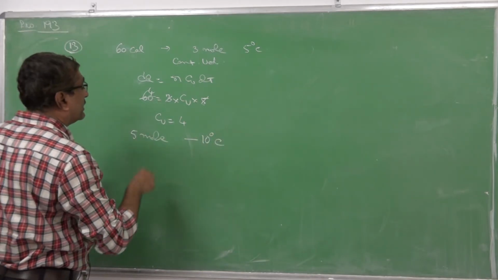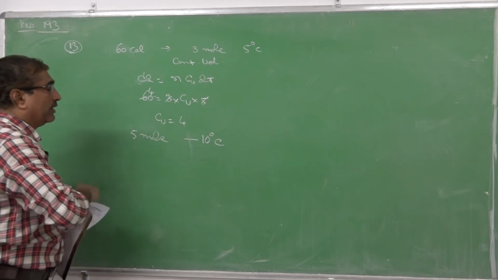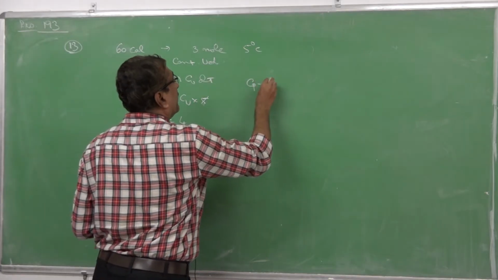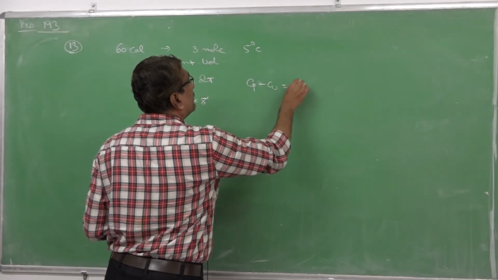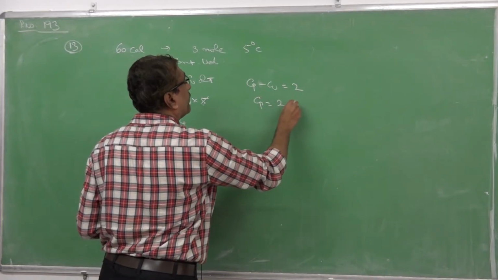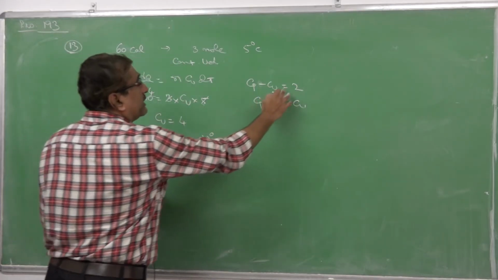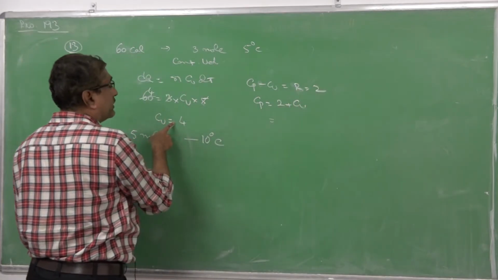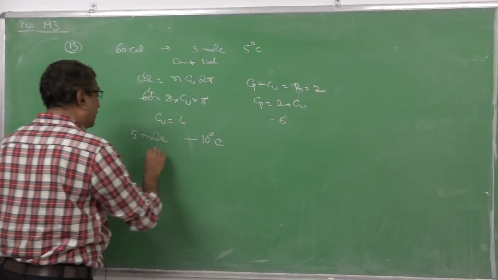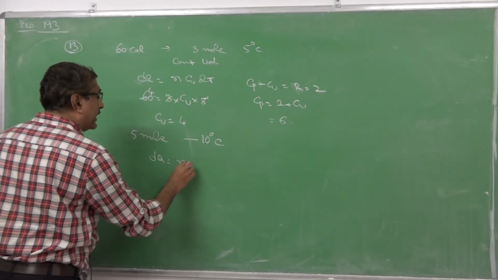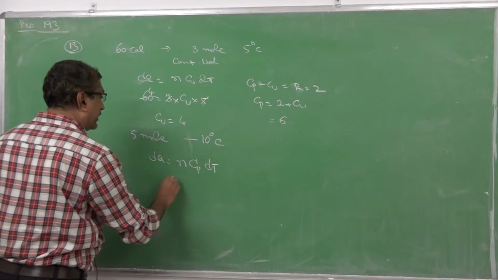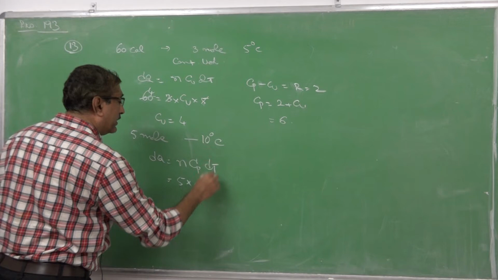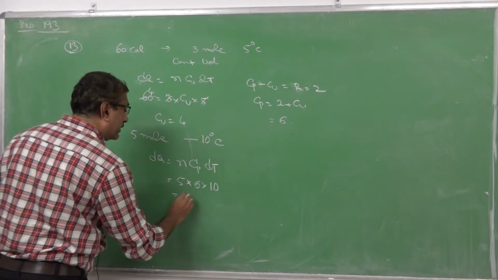For the same gas, Cv is 4, but Cp minus Cv is equal to R, which is given as 2. So Cp is equal to 2 plus Cv, and we have already calculated Cv as 4. So this is 6. Now dQ is equal to n Cp dT. So n is 5 mole, Cp is 6 units, dT is 10. That is 30 into 10, 300 calorie.